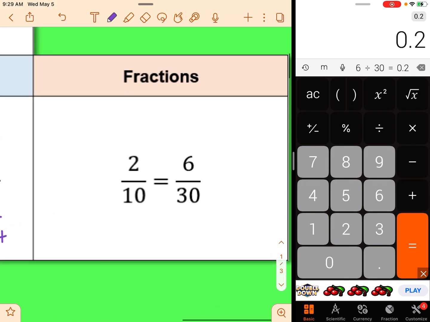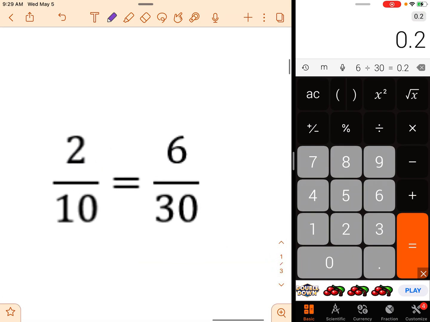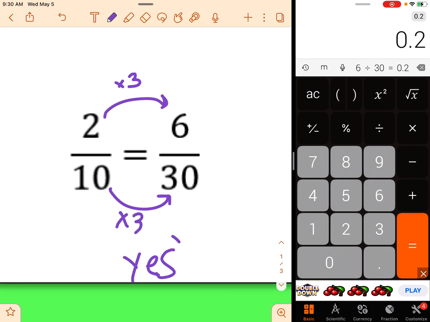Moving on to a fraction. When we are looking at fractions, we want to figure out if they're equivalent. So we think, 2 times what gives us 6? Well, 2 times 3 gives us 6. So what we do to the top, we also need to do to the bottom. What's 10 times 3? Is it 30? It sure is. So these two fractions are equivalent.